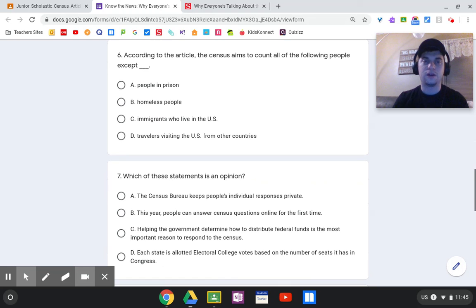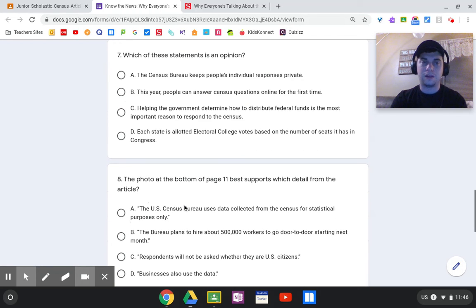Number 6, according to the article, the census aims to count all the following people except people in prison, homeless people, immigrants who live in the United States, or travelers visiting the United States from other countries. Again, in the article, it listed the examples of who is going to be counted, so just make sure you go back and double check. Number 7, which of these statements is an opinion? So again, this one is probably going to be one of the more tricky questions that you're going to be asked, but just make sure you're taking your time.